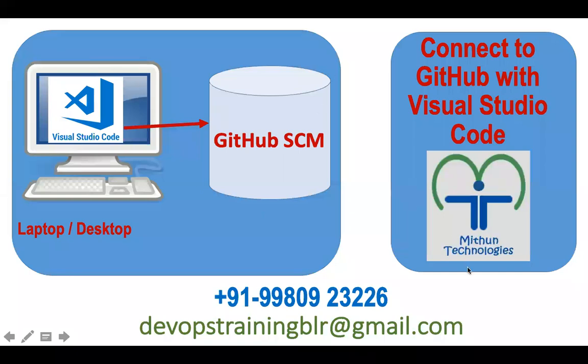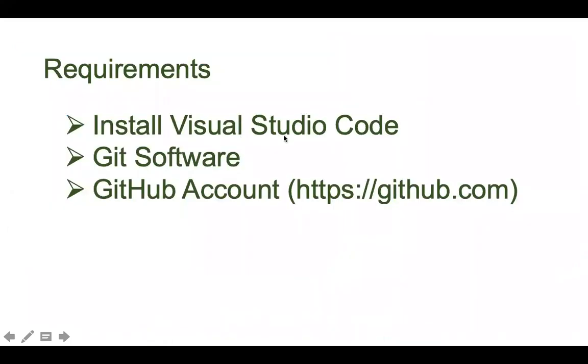So, in this video, I'm going to show you how to work with Visual Studio Code and with GitHub. Right. So far, what we are doing through commands, we are working with GitHub. In this video, I will show you how to use Visual Studio Code to work with GitHub. For this, first you should install Visual Studio Code, then Git software, and you should have a GitHub account. Using this URL, you can create an account.